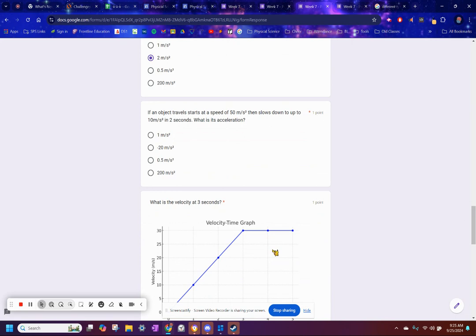Let's try another one. An object starts at 50, then slows down to 10 meters per second. So final is 10 minus 50. If I had $10 in my bank account, I spent 50, my bank account's now negative $40. So negative 40 divided by 2. Negative 40 divided by 2, it should be negative 20.